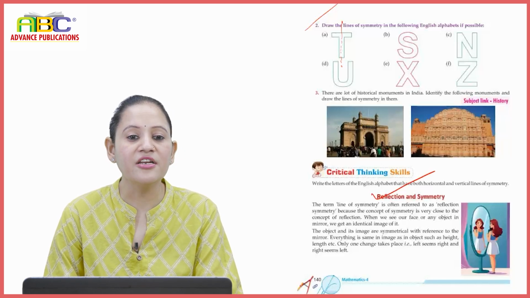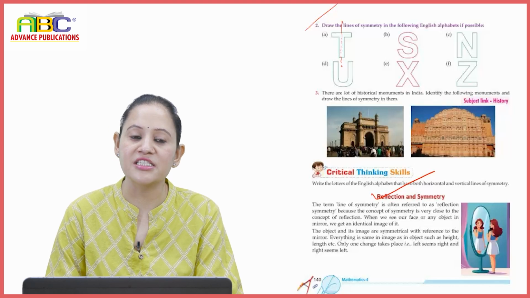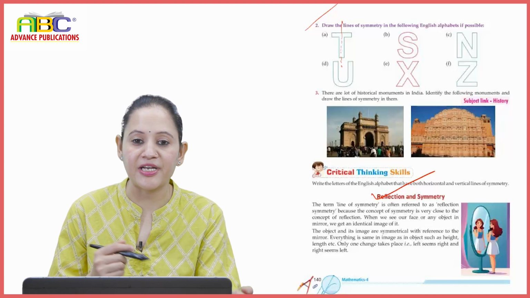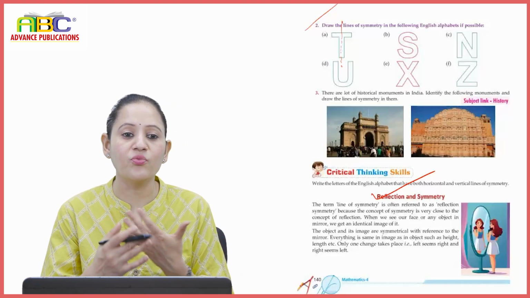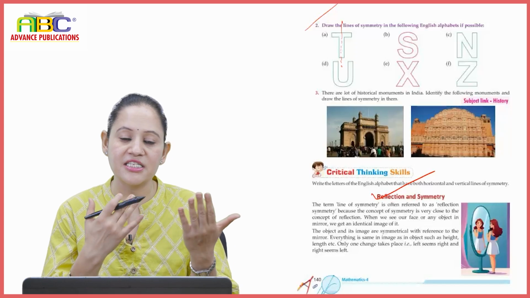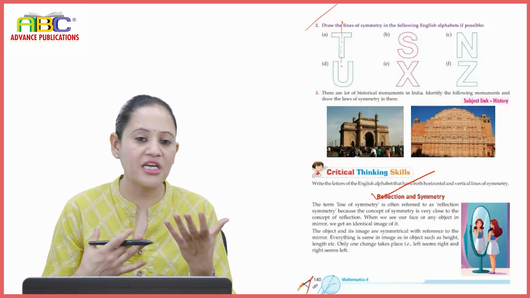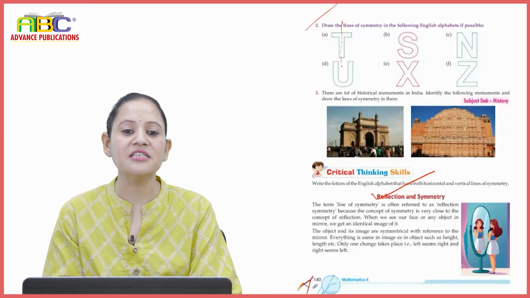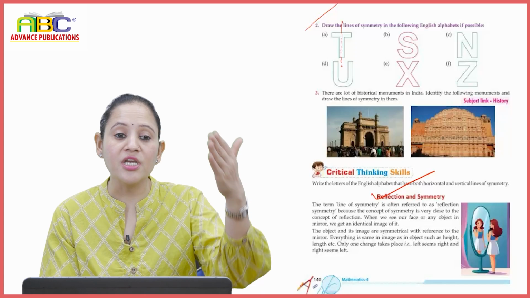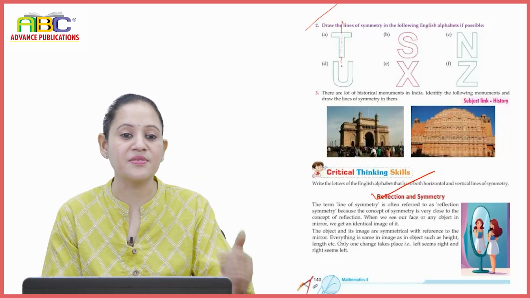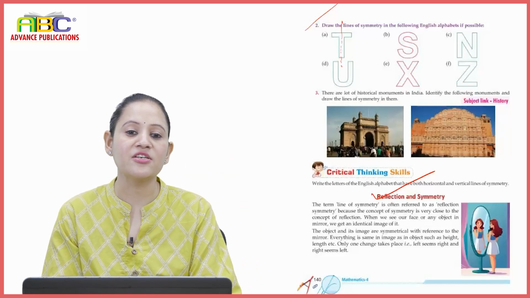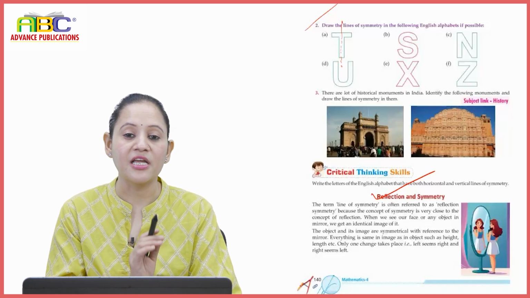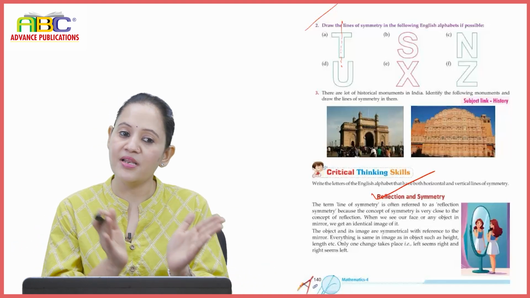Next, reflection and symmetry. The term line of symmetry is often referred to as reflection symmetry. Why? Because the concept of symmetry is very close to the concept of reflection. For example, when we look at our face in a mirror, we see an identical image. As we are, we appear the same in the mirror. Any object, if we see it in a mirror, will look exactly the same. The object and its image are symmetrical with reference to the mirror. So here the mirror works as the line of symmetry. Everything is the same in the image as in the object, such as height and length. Only one change: the sides. The left becomes right and the right becomes left. Clear?